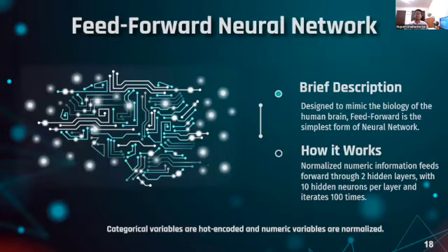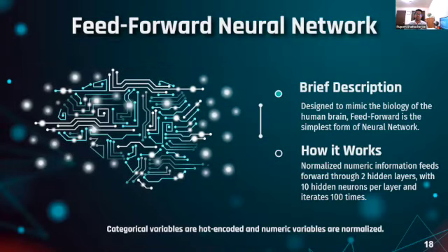Then we used FNN, a simple type of artificial neural network. In FNN, information is passed in a forward direction from the input layer to the output layer through some hidden layers, and then it is adjusted with weights and bias. In this study, we used 2 hidden layers with 10 neurons per layer to architect the FNN model. Because FNN is a number-loving algorithm, categorical variables are one-hot encoded and numeric variables are normalized to have a mean of 0 and standard deviation of 1.